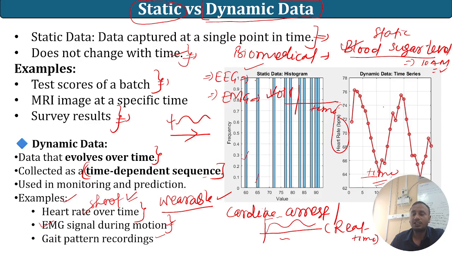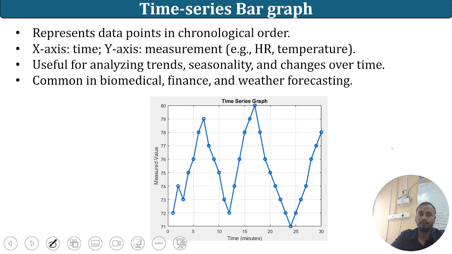This is the time. So it's going to evolve. Let's say it's starting like this. It shoots up here, then comes down, again comes down to a very low value, then again shoots down. So it's going to change from time to time. So that data we call dynamic data.